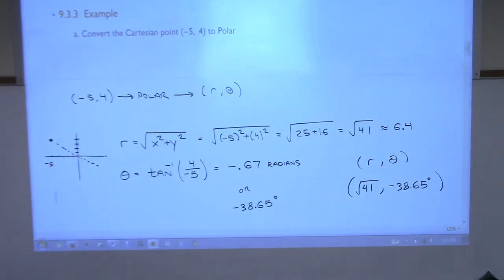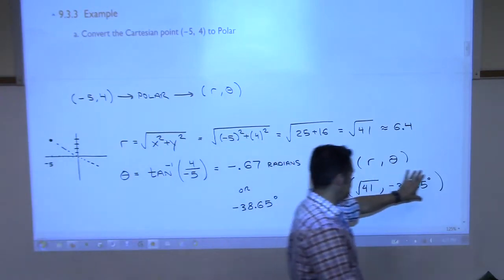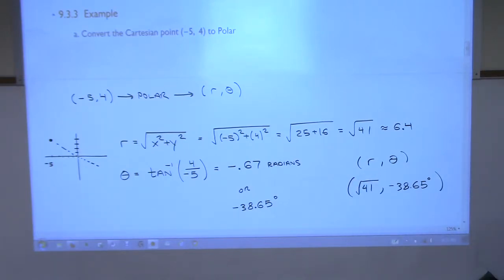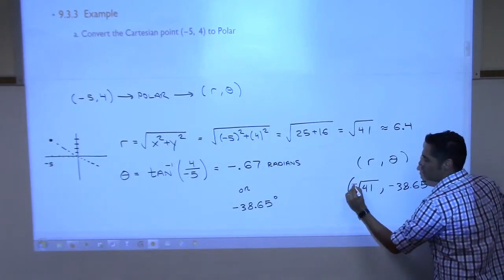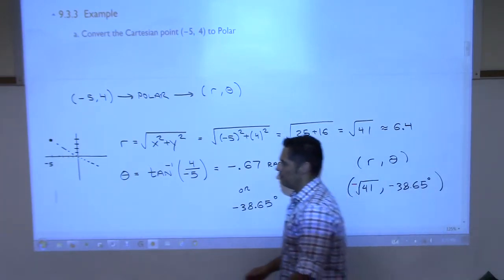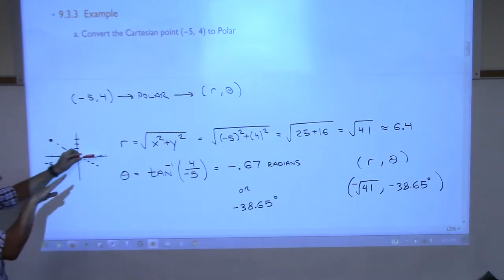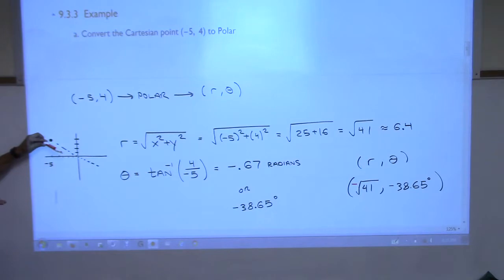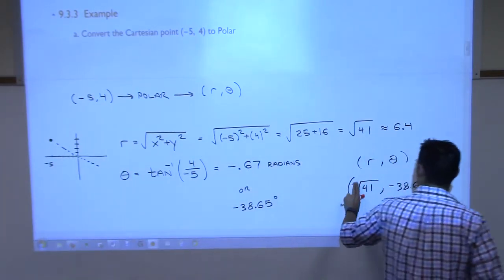Now I could do this. Does anyone know a way I could fix this real easily without changing my answer? Is there something that you could think of that would be kind of clever? I could make it a negative root 41. Because then I would do what? Rotate out negative 38 degrees and then walk backwards. But we don't normally like to make the radius negative. It's possible, but we don't normally like to do it. So instead, just add 180 to this.